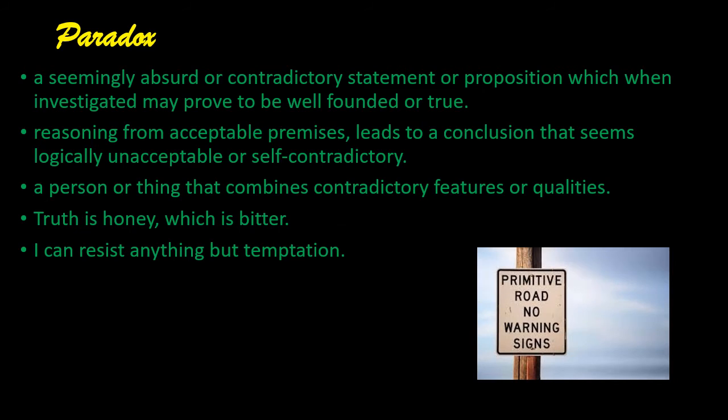Here in the picture you can see it is a primitive road with no warning signs. Moving ahead, it is a primitive road and there will not be any warning signs or signboards over there. That itself is given in the signboard. So it is a self-contradictory statement, and a self-contradictory statement is called a paradox.